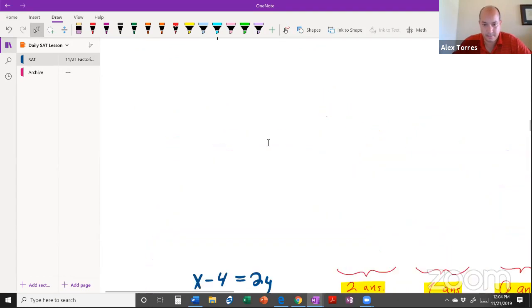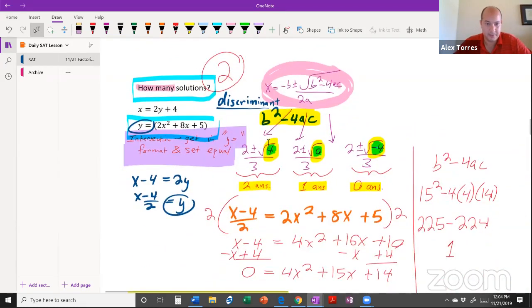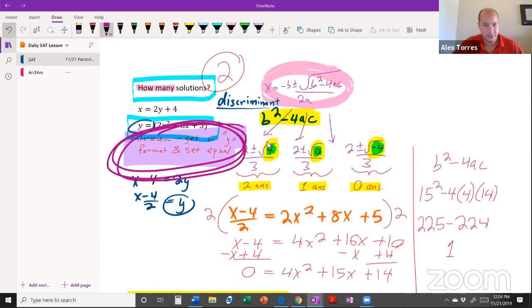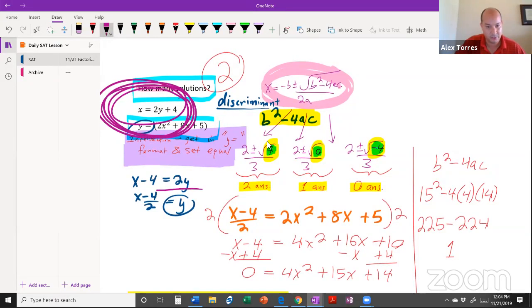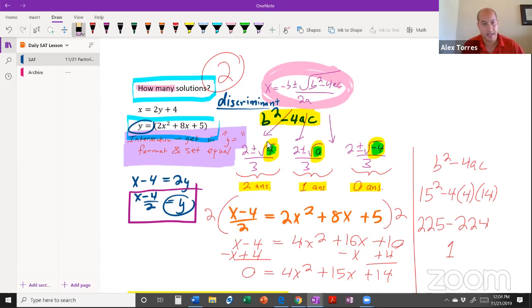So going on here to this example that we already did, we talked about how an intersection of two functions is best served by getting both functions in the y equals format. So the first thing we did for this one was we took this expression here and solved it for y, which is what you have right there. So we had y equals (x - 4) over 2, and we were also given y equals 2x squared plus 8x plus 5, and we set those equal to each other right around here.